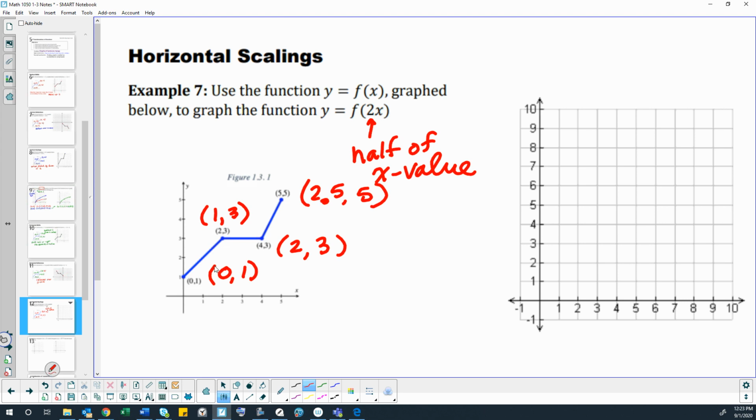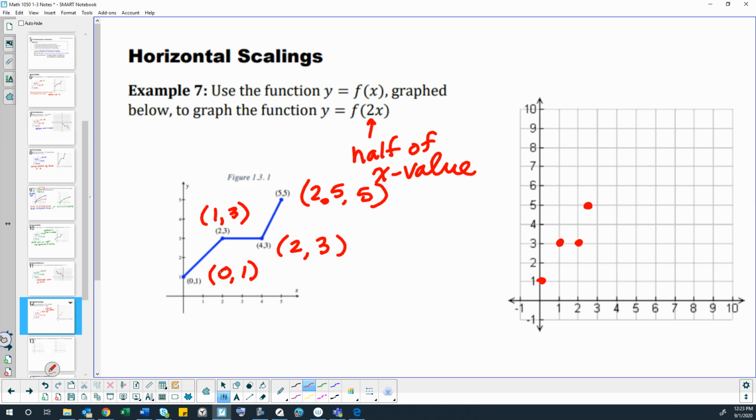Again, if you don't believe me, instead of me taking time to explore that right now, feel free to use a graphing calculator or Desmos and just explore it with functions. Use an equation and practice putting a number in with the x value in the parentheses and see how it changes. Maybe we'll do that another time. So we have a point at 0, 1, a point at 1, 3, a point at 2, 3, and a point at 2.5, 5.